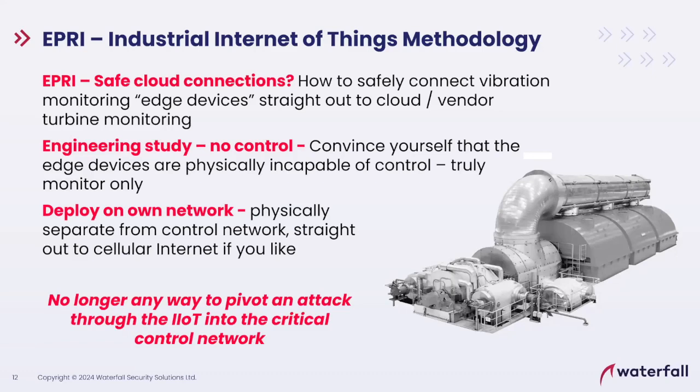And so they came back and said, well, here's what you do. You take the measurement devices, the industrial internet calls them the edge devices. Do an engineering study on the edge devices, prove that they cannot control anything. They are truly monitor only. That's the only thing they can do. And then deploy them on your steam turbine, start measuring, and connect them out to the IT network. Connect them to a DMZ on the IT network, stick some SIM cards in them, connect them straight out to the internet if you want. Do not put them on your control network.